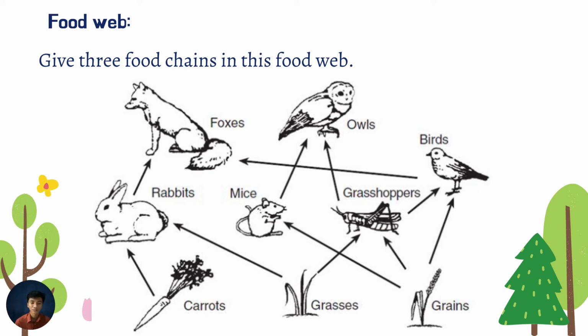Now, class, we now understand that a food web consists of interconnected food chains. Give at least 2 food chains in the given food web. You can pause this video to answer this question and continue if you are finished.